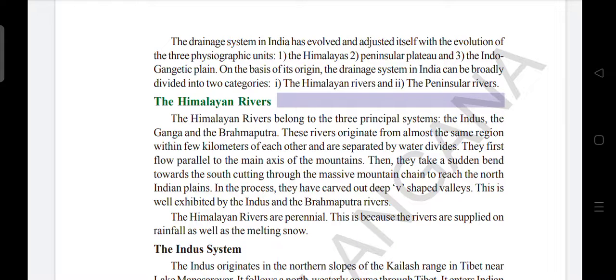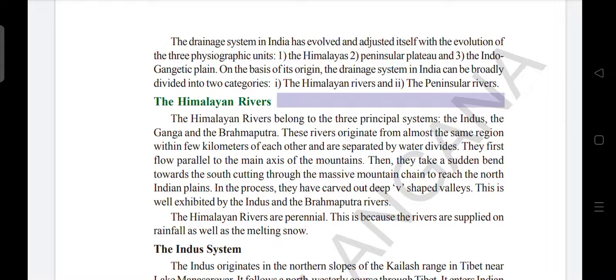So, the drainage system in India has evolved and adjusted itself into how many types? Three physiographic units. So, what are those three physiographic units? The Himalayas, Peninsular Plateau, and the Indo-Gangetic Plain. So, on the basis of its origin, this drainage system in India can be broadly again divided into two categories. We have three physiographic units. They are Himalayas, Peninsular Plateau, and Indo-Gangetic Plain.